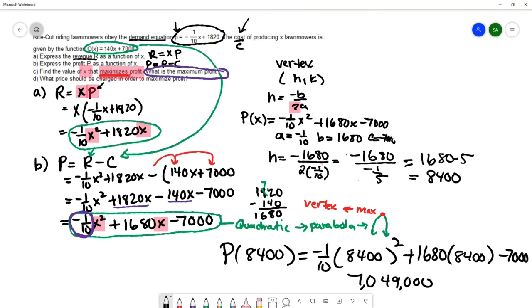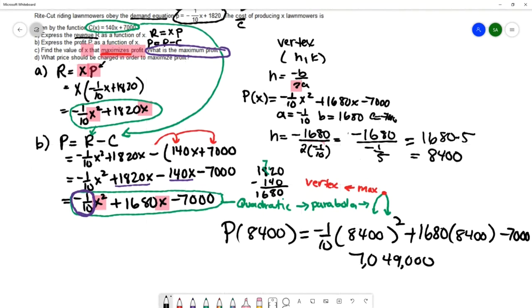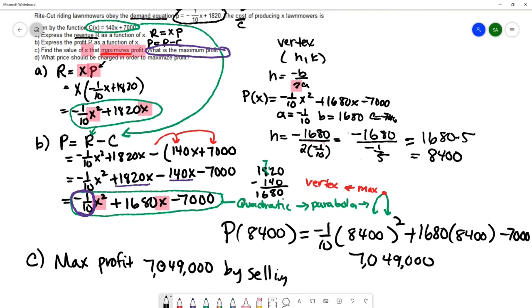So that answers both questions in part C. In part C it says find the value of x that maximizes the profit and what is the maximum profit. So we're going to get a maximum profit of 7,049,000 by selling 8,400 units of our lawnmowers.